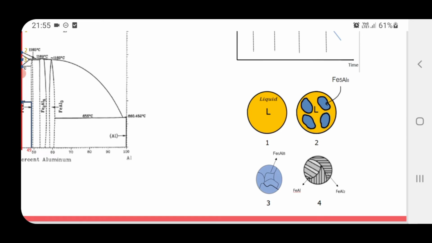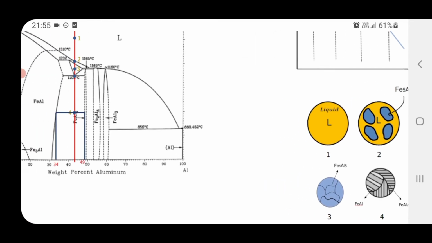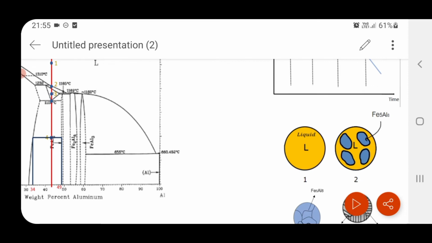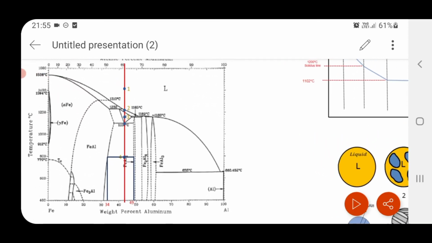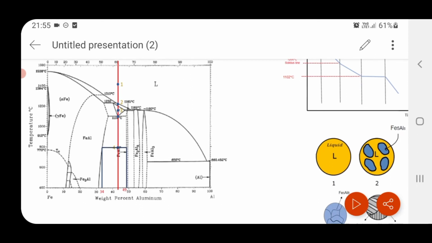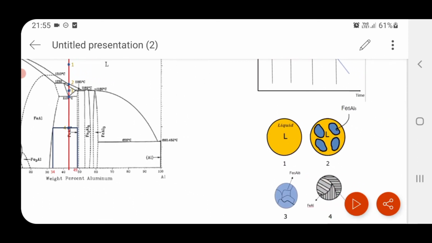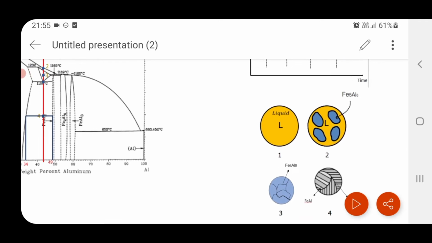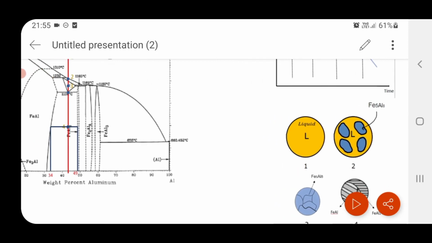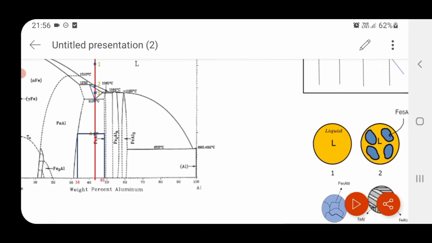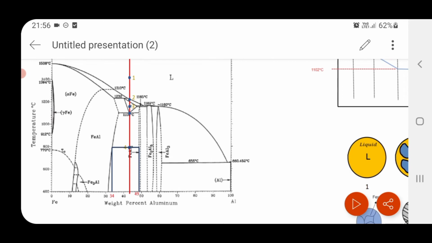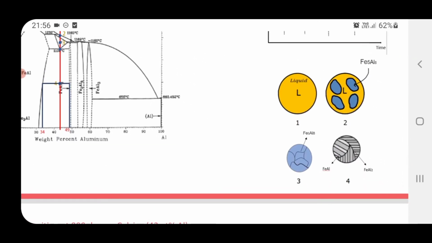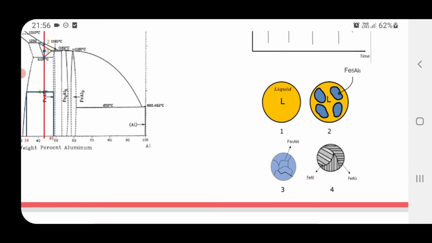We can see this is the microstructure of 43% aluminium of FeAl, which is at the first point. We can see it's fully liquid. Meanwhile, when it reaches point 2, when it passes the liquidus line, we can see the Fe5Al8 has been formed, but in minority. The amount of liquid has been decreasing with the temperature, as I have said. When it reaches point 3, it will become fully Fe5Al8.